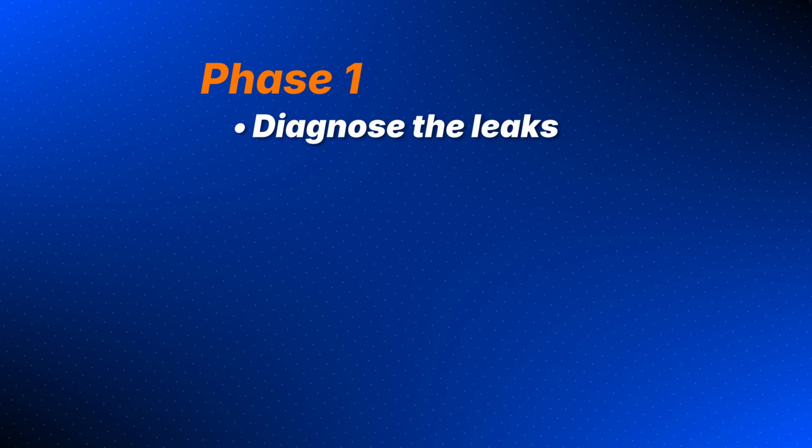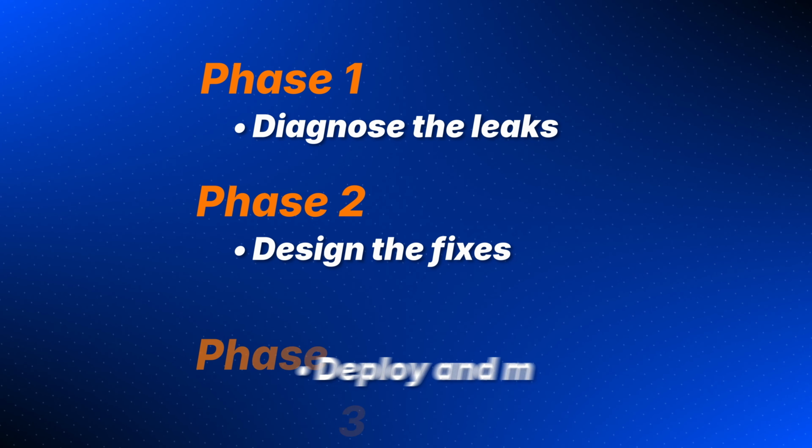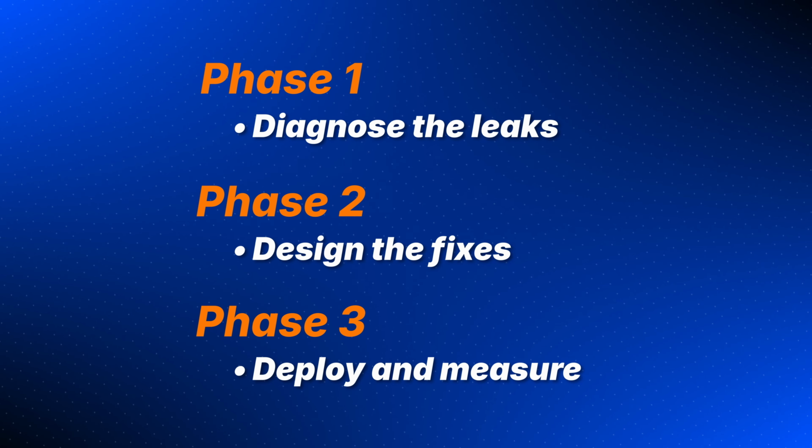Now let's go deep into the 3 phases that make this work. Phase 1, diagnose the leaks. Phase 2, design the fixes. And phase 3, deploy and measure. These 3 steps don't just apply to pages, they apply to your entire journey, from ad to checkout. Let's unpack each one. Before you touch a headline, button, or layout, you need to understand where and why people drop off.